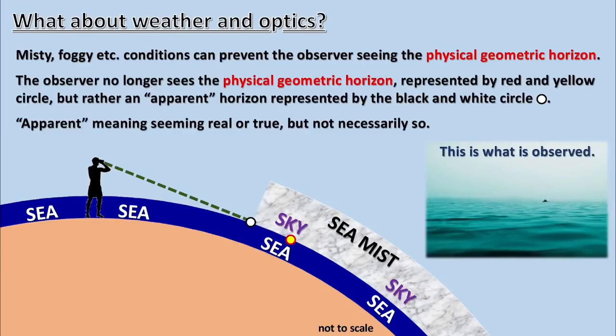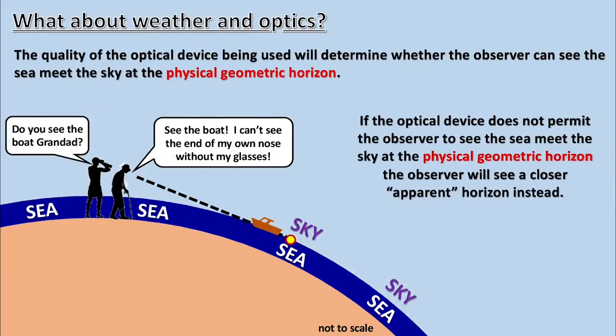What about weather and optics? Misty, foggy, etc. conditions can prevent the observer seeing the physical geometric horizon. The observer no longer sees the physical geometric horizon, represented by the red and yellow circle, but rather an apparent horizon represented by the black and white circle. Apparent meaning seeming real or true, but not necessarily so. This is what is observed. The quality of the optical device being used will determine whether the observer can see the sea meet the sky at the physical geometric horizon. If the optical device does not permit the observer to see the sea meet the sky at the physical geometric horizon, the observer will see a closer apparent horizon instead.